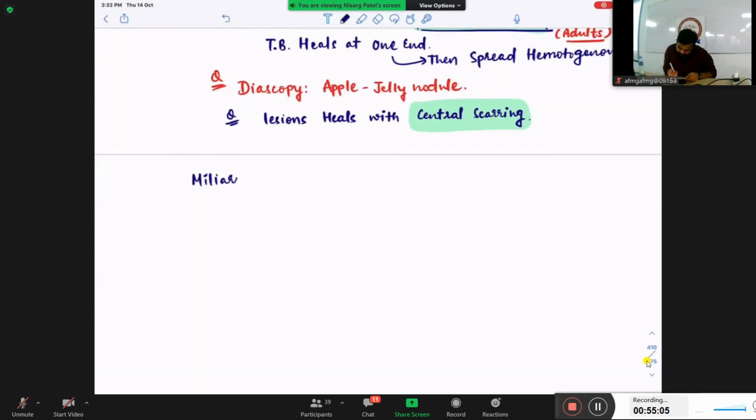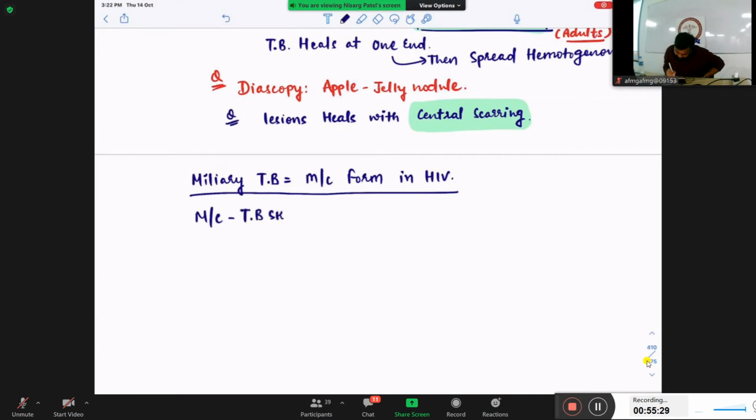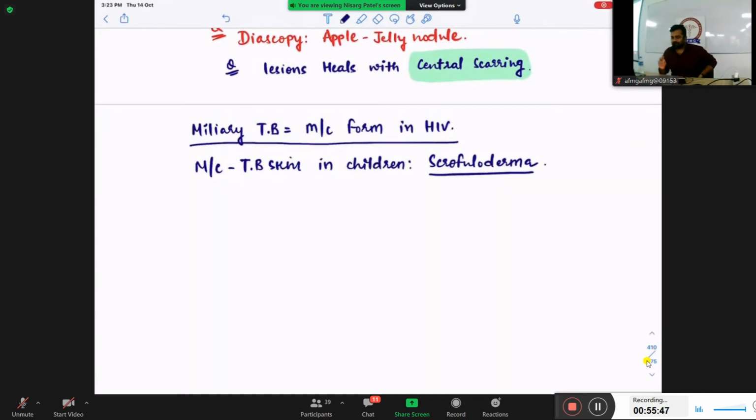Miliary TB is the most common form in the HIV. If the patient is having HIV, miliary means all over the body. But if they ask what is the most common TB skin form in the children, the answer is scrofuloderma. It is a scrofuloderma.